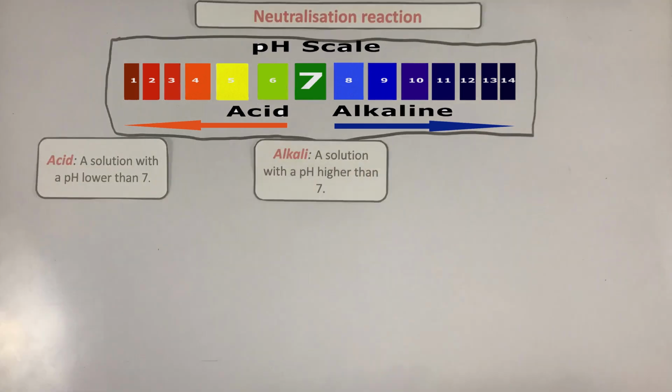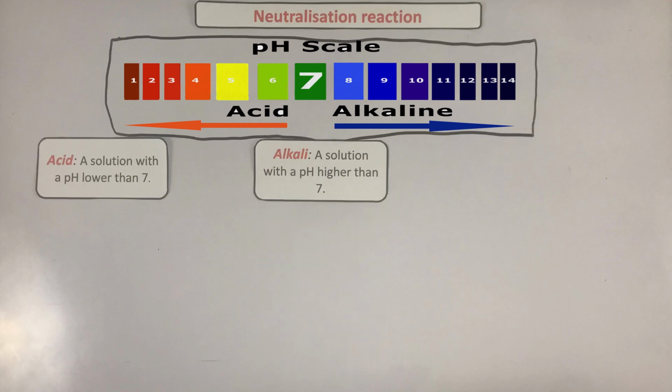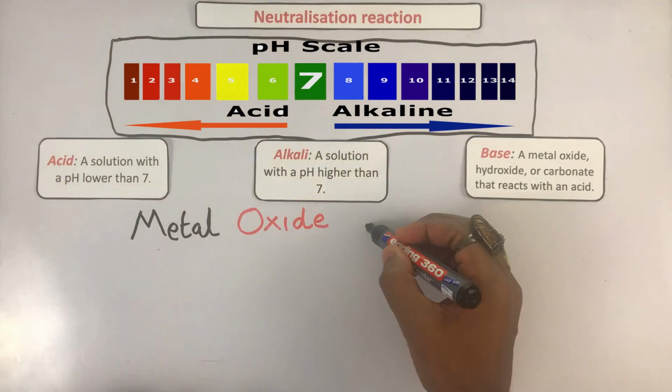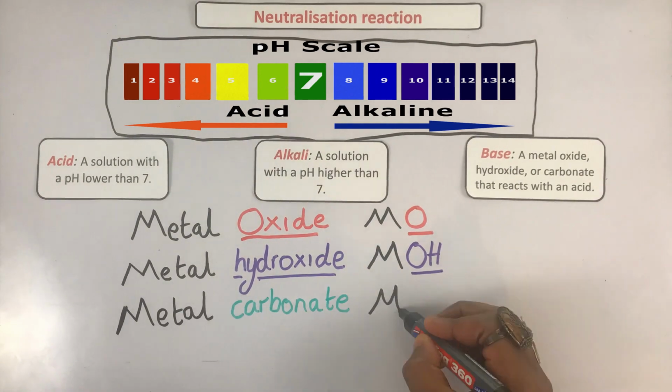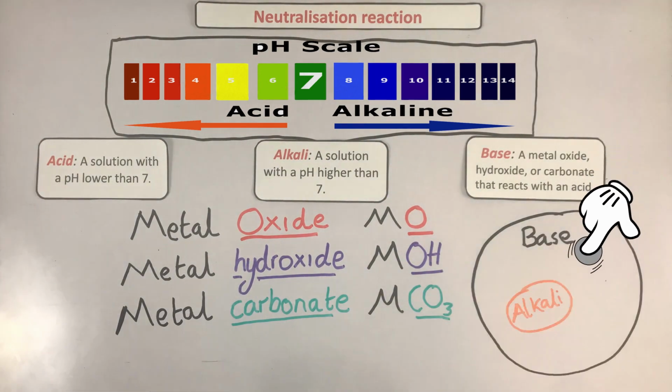The difference between an alkali and a base is that bases are insoluble, so they do not tend to dissolve well to form solutions. The general definition for a base is a metal oxide, hydroxide, or carbonate that reacts with an acid. All alkalis are bases, but only the soluble bases are alkalis. Look at this Venn diagram just to clarify that.